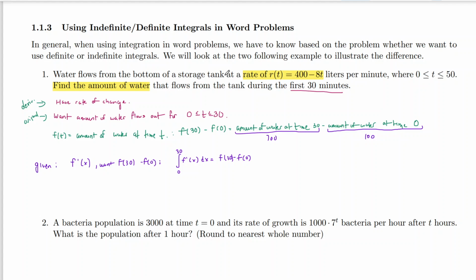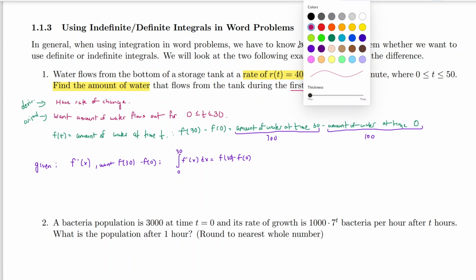And one thing you can think of as far as why we're doing a definite integral is you're trying to figure out what is happening over an interval of time. We're trying to figure out what is happening during the first 30 minutes. The main difference between a definite and indefinite integral, as you'll see, is that when you do an indefinite integral, you want to figure out something that's happening at a specific time. A definite integral is trying to figure out something that's happening over an interval of time.